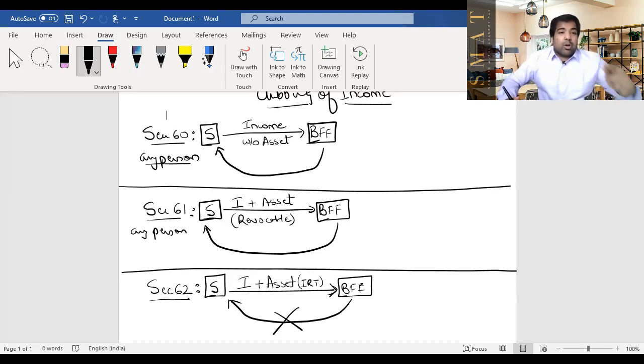Guys, clubbing provisions are always to be seen from the transferor's perspective. That means the one who's giving away the income or the asset. From the recipient's perspective, there can be gift taxation, but that is for IFOS and not for the clubbing of income chapter.